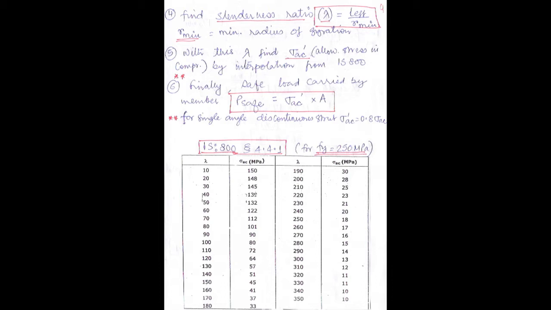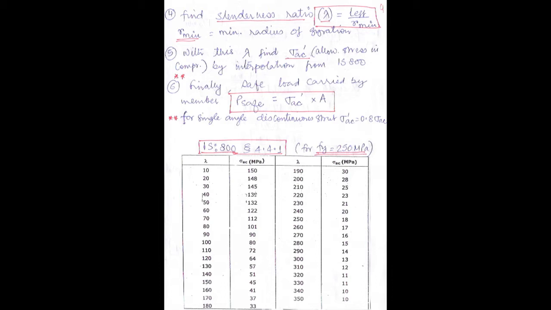gyration. Step number 5, with this slenderness ratio we have just found, you have to find the sigma AC dash, that is the allowable stress in compression, by interpolation from IS 800. That table I have given you, please look at it over here. I have given a screenshot of it. IS 800, this is article 4.4.1. For Fy equal to 250 MPa, this table is given in IS 800.